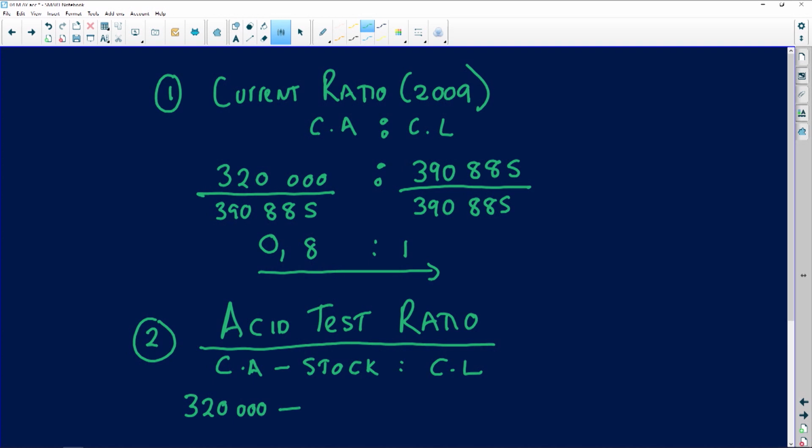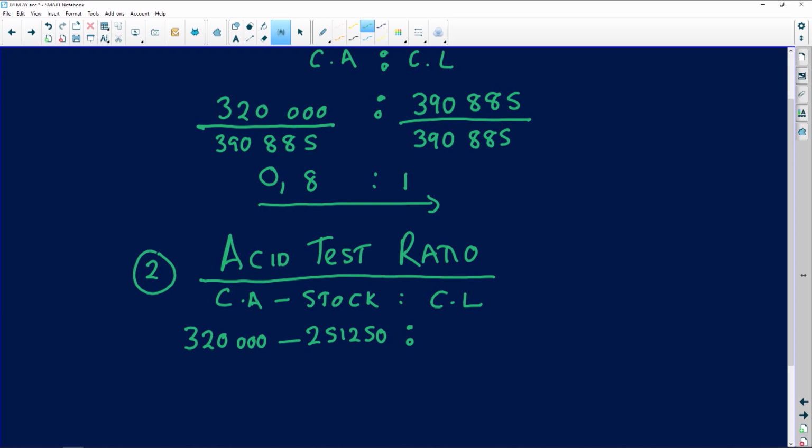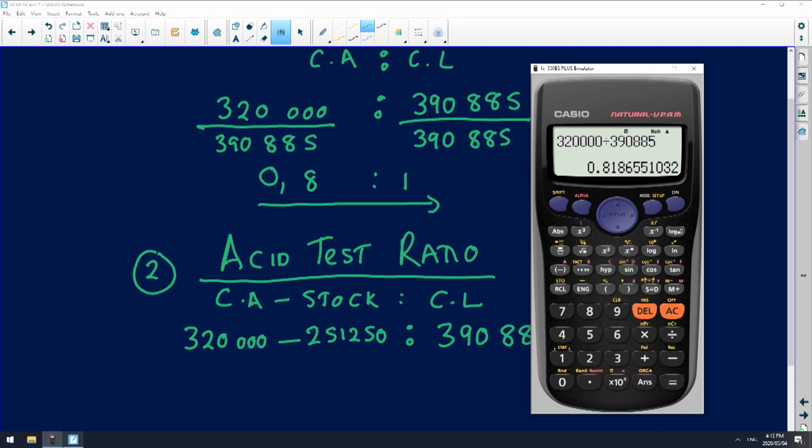So minus 251,250. And I'm now comparing this to my current liability, which I can take from the previous calculation. I don't have to go back to the balance sheet. My current liability, 390,885. Right, so let's do this calculation together. And again, I'm going to show one more step.